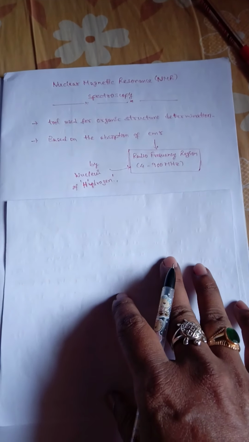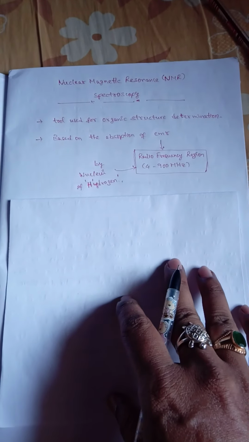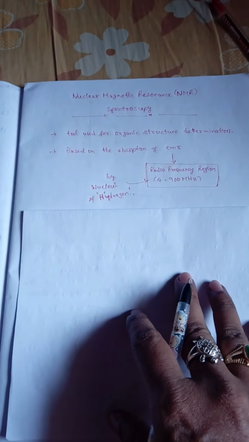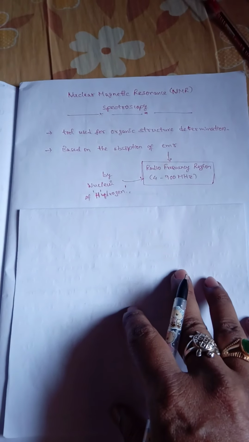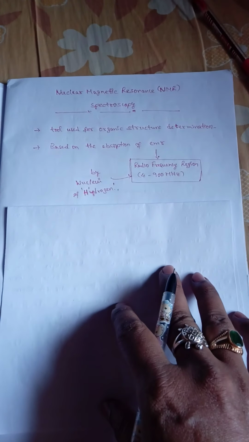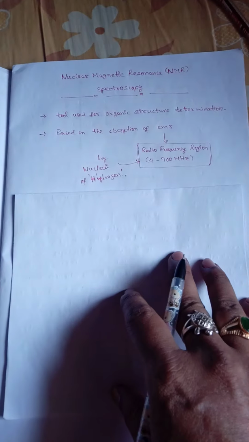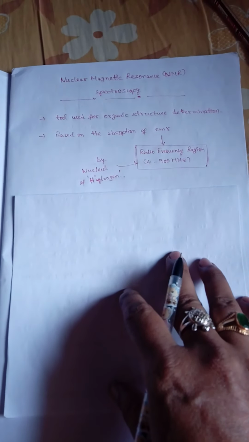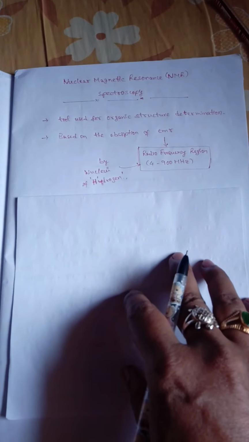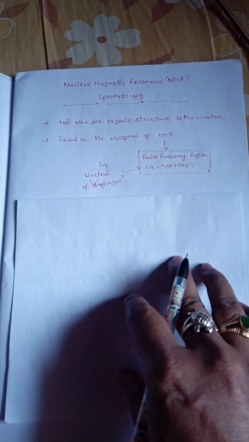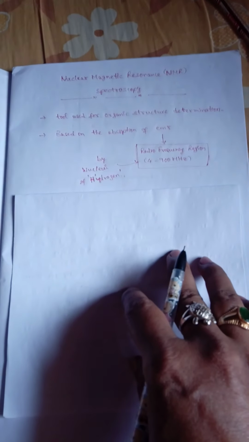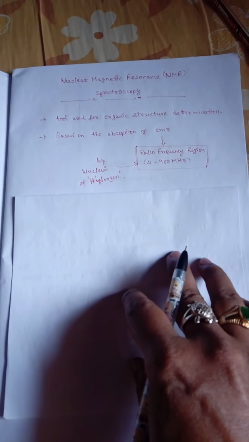In today's class, we are going to learn NMR spectroscopy. NMR means nuclear magnetic resonance spectroscopy. In the previous classes, we learned what spectroscopy is and the types of spectroscopy. Under types, we have three kinds, that is UV spectroscopy, IR spectroscopy, and NMR spectroscopy.